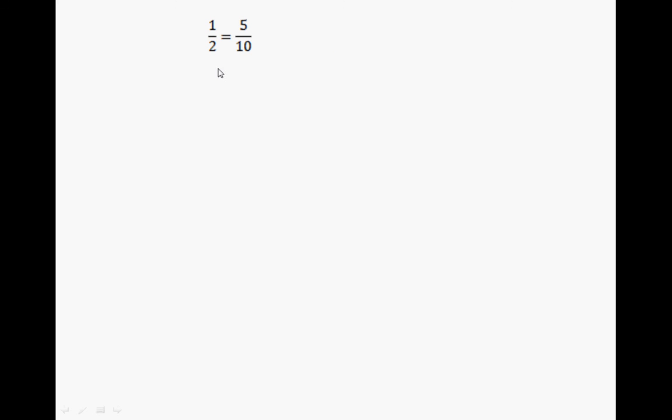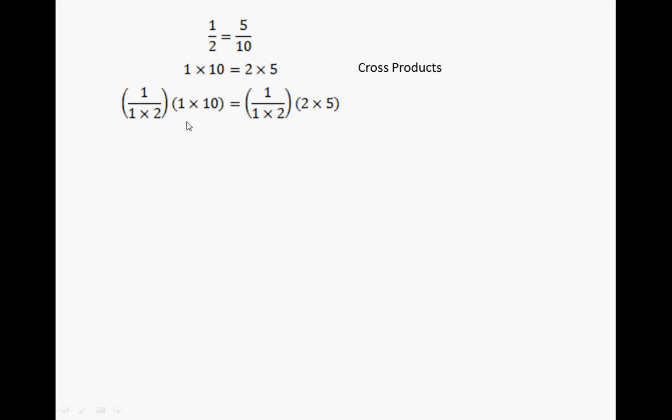If we have 1/2 is equal to 5/10, and I use cross products, 1 times 10 is still 10, and 2 times 5 is still 10. So we still have a true equation. Now let's say that I multiply both sides, 1 times 10, by 1 over 1 times 2. Where I'm getting my numbers are the digits or the values that are in the equation. I still have a true statement. So this is the multiplication property of equality.